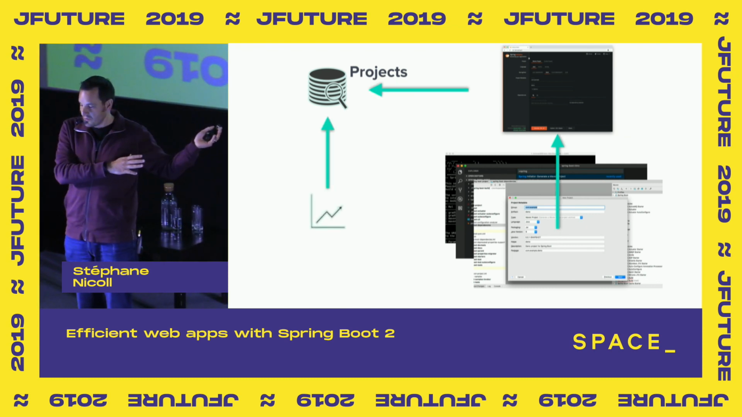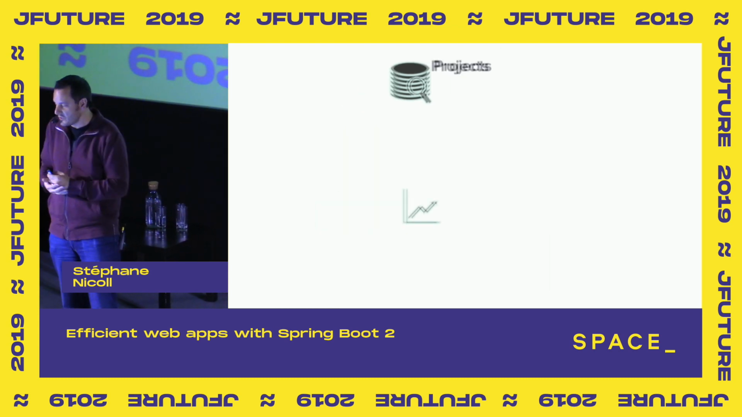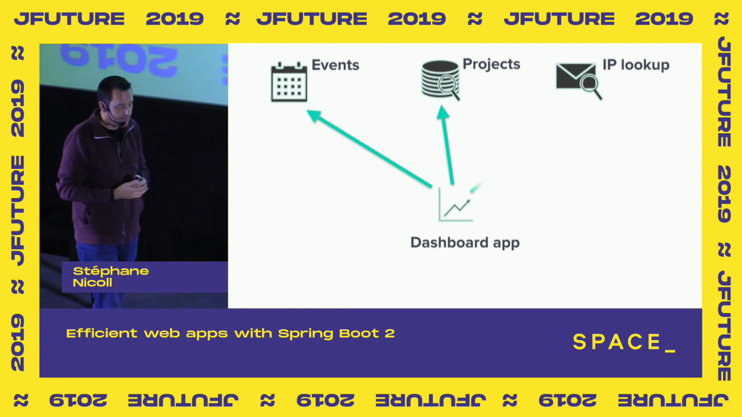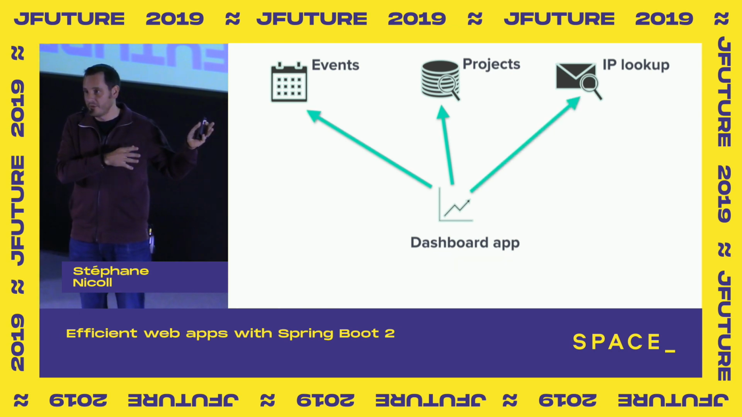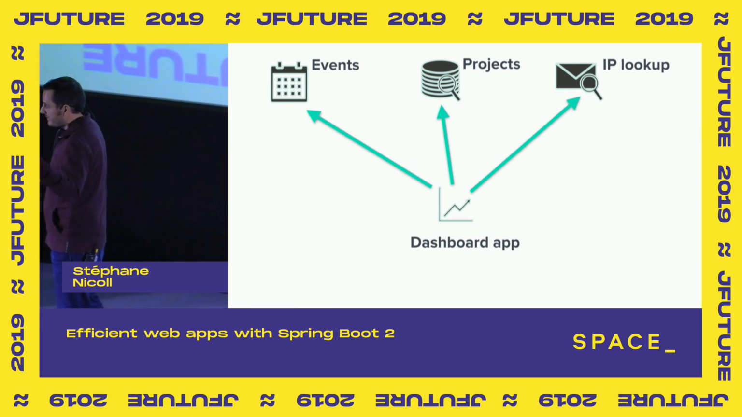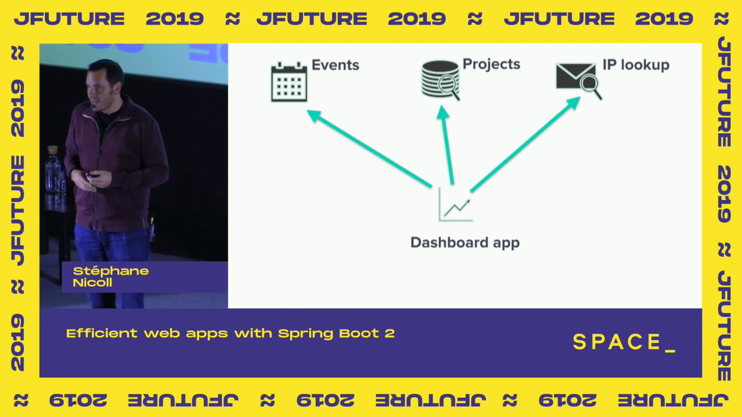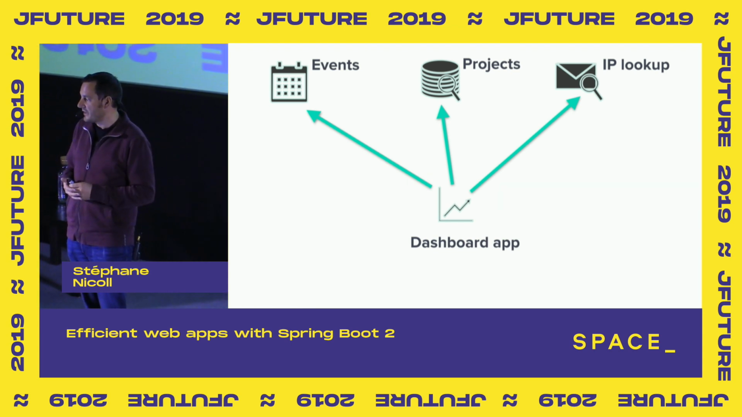And what we are going to do today is work on a dashboard application. And that dashboard application, for the example here, needs to fetch data from 3 different services. So there's the project one. We already know about that. It's giving us how many projects were generated for a given time frame.